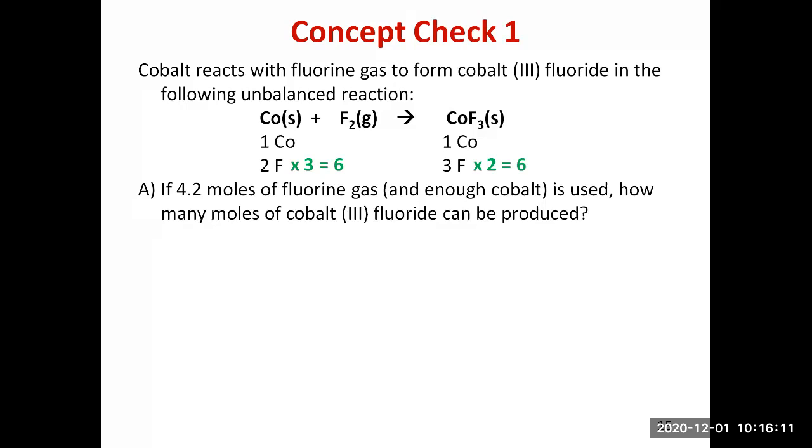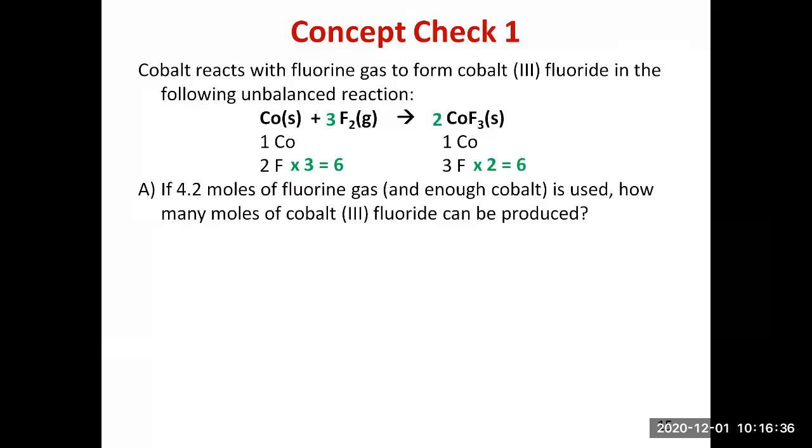So the coefficient of 3 will go in front of F2 on the left, so that 3 fluorine times 2 fluorine per molecule of fluorine, that's going to be 6 fluorine. And then the coefficient of 2 will go in front of CoF3, and then the subscript 3 for fluorine will multiply the coefficient 2, and that's going to be 6 fluorine.